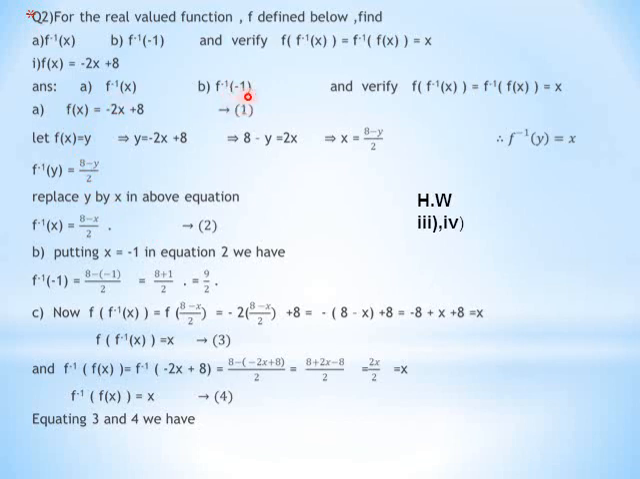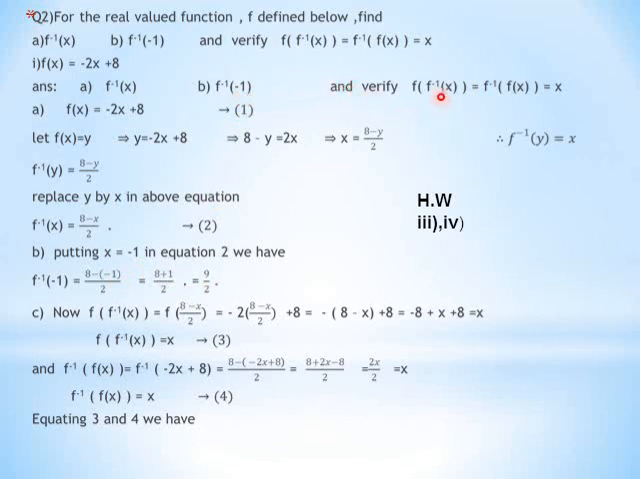Now part B, f inverse of minus 1. So do you know f inverse x? Yes, we know. So what can we put? Minus 1. So what will we put in place of x? Minus 1. Okay, 8 minus minus 1, 8 plus 1, 9 upon 2. This is the answer of f inverse minus 1.